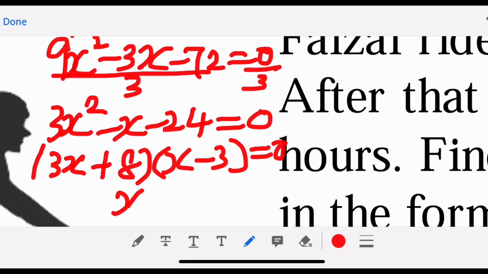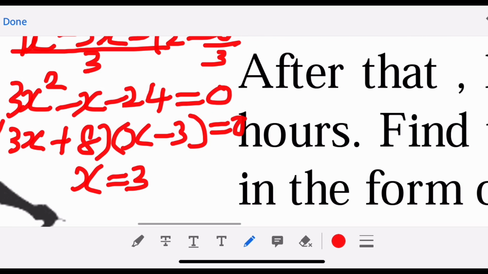Now let a factor equal to 0. So normally we will just take the x minus 3 equal to 0, right? And the other one, x equal to negative 8 over 3, we need to reject the answer, alright, because it is negative.